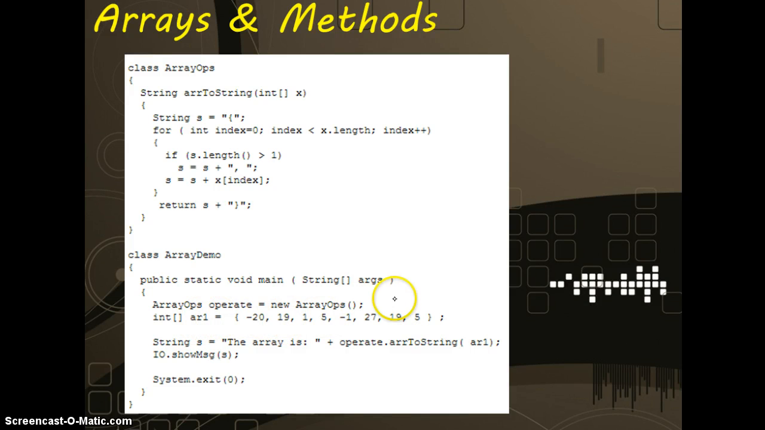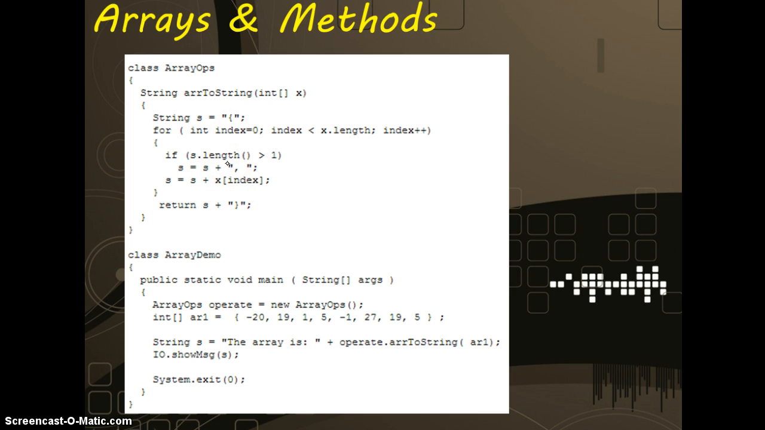So array 1 is this list of numbers. X is this same list of numbers. Anything I do to X affects AR1. Anything I do to AR1 affects X. They are the exact same list at this moment. Inside the method, I have this for loop. If s.length is greater than 1, I'm going to throw in a comma. Otherwise, I'm just going to add in the value.